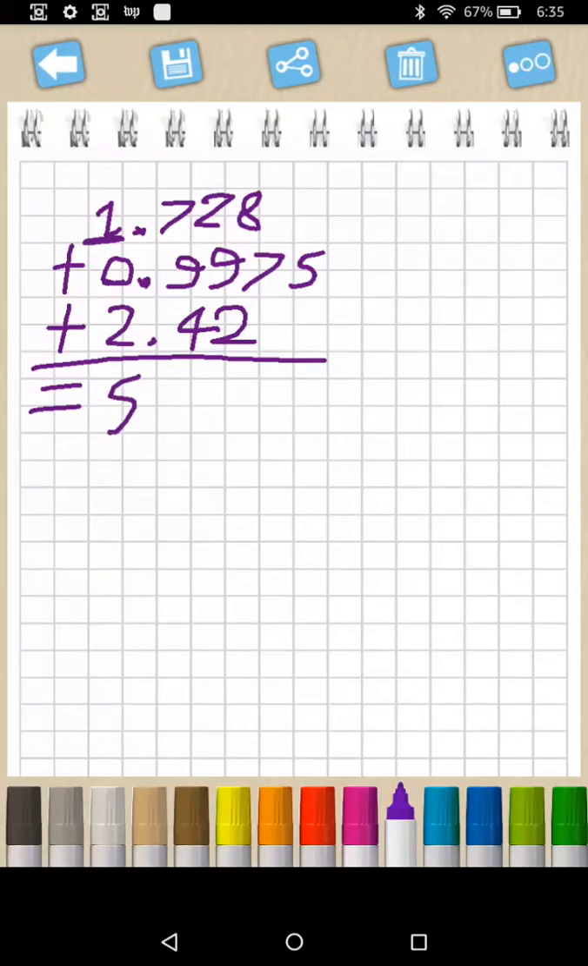Alright, we get 5.1455, and it looks like we see it in the answers now. With these, it's very easy to match them to the multiple choice answers. So this is going to be an easy question to get.